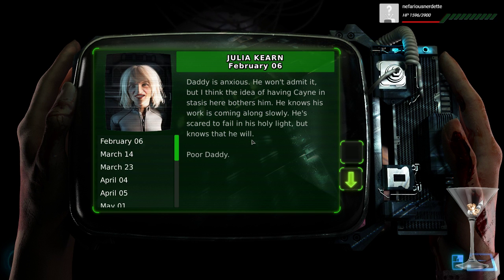Julia Kern, February 6th. Hello. You kind of look like the other lady, only less stroke-facey. Oh, it's probably the daughter. Yeah, it is. Julia Kern. Daddy is anxious. He won't admit it, but I think the idea of having Cayne in stasis here bothers him. He knows his work is coming along slowly. He's scared to fail in his holy light, but knows that he will.